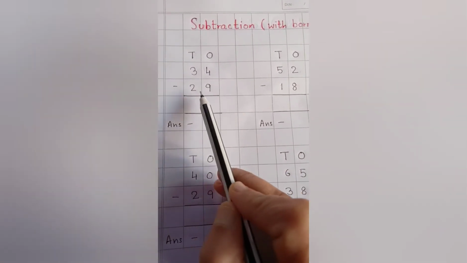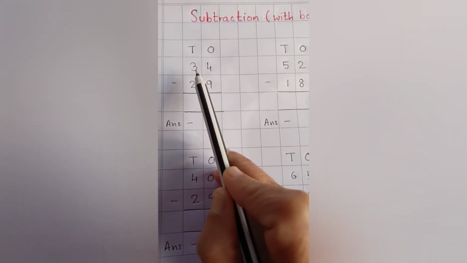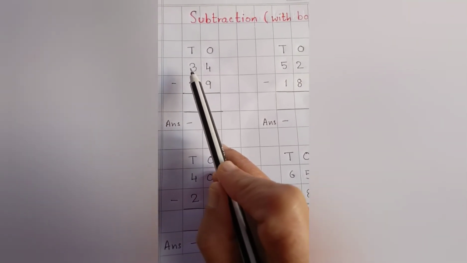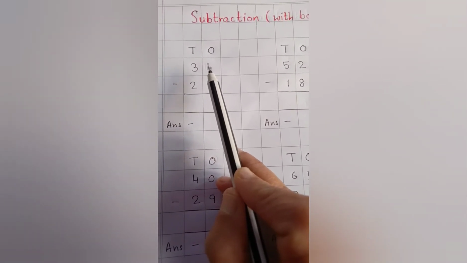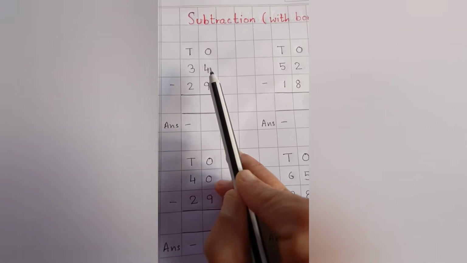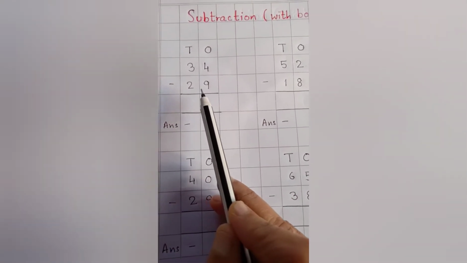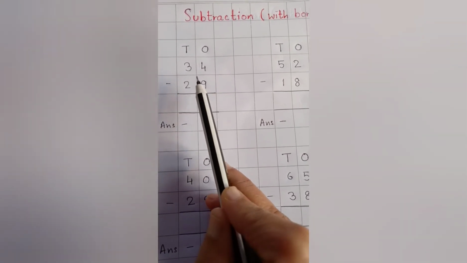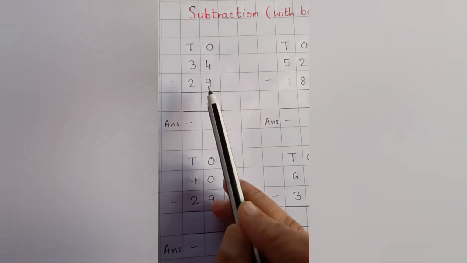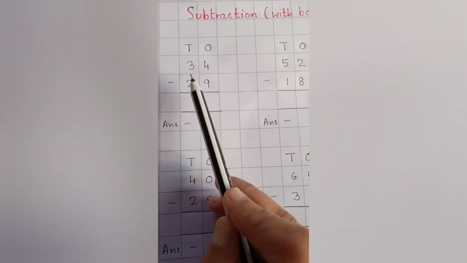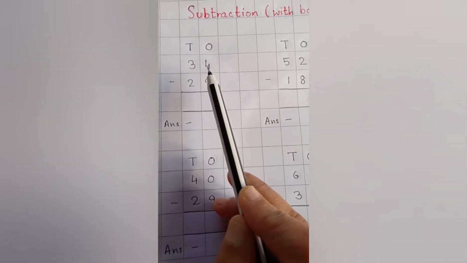Now see, 34 minus 29. So 34 is a number made of two digits. Each one of these is a digit. 3 is a digit, 4 is a digit. So these two digits make the number 34. Similarly, 2 is a digit, 9 is a digit, and these two digits together make the number 29. So as a whole, this is a number and each part of the number is a digit.